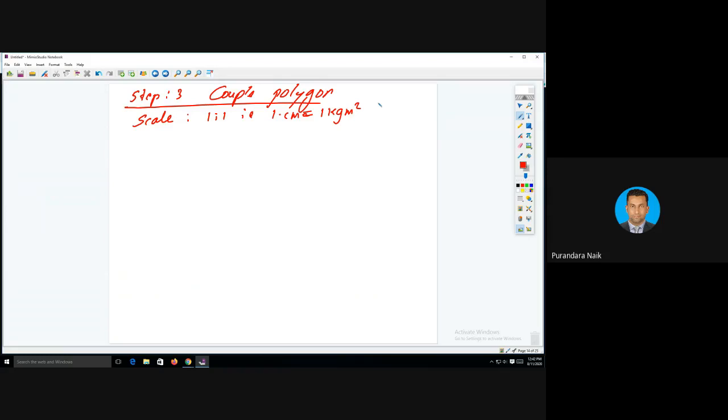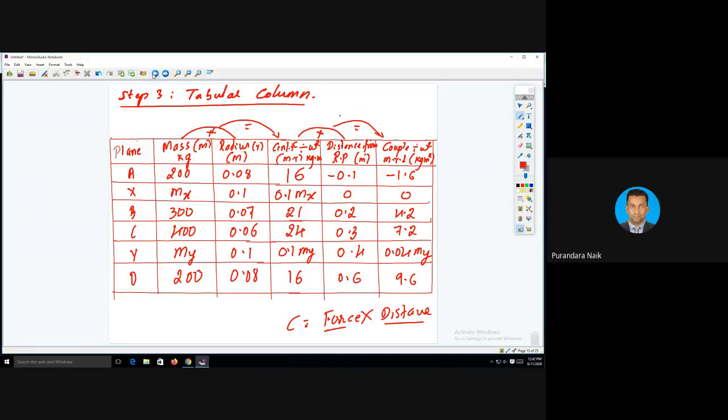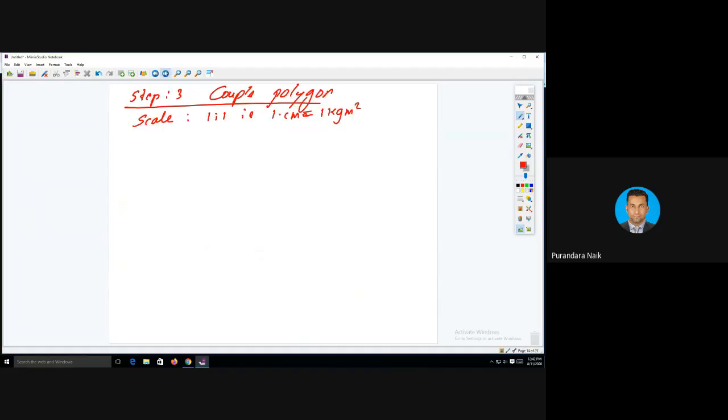Couple polygon, let us start from the first one. Mass A, because we have taken mass A as the reference plane, 0 degree angle. So the corresponding couple for mass A is minus 1.6, that is 1.6 centimeter at 1:1 scale, but it is negative. So I'm going to start drawing this couple polygon. Let us mark the first point, point O. Point O will be marked somewhere here.